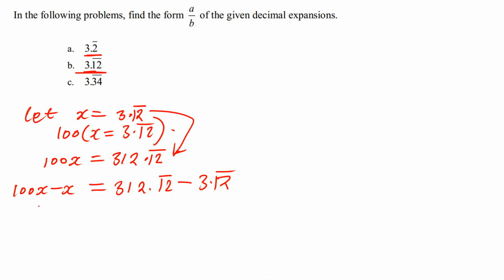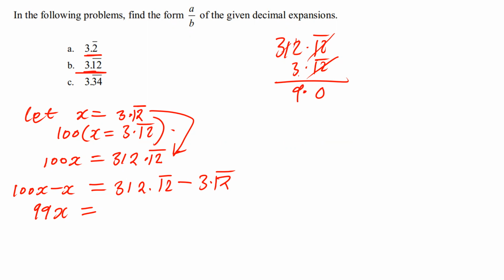When you subtract this side, you're going to get 99x. Then the other side will give you 312.12 bar minus 3.12 bar. So this 1, 2 and that 1, 2 will give you a 0. Then we write a point there. Then we get 1 from 1 there and put it to 2, so this will be 12 minus 3. The answer will be 9. Then here we're remaining with 0. So we have 309. So we're going to put 309 there.